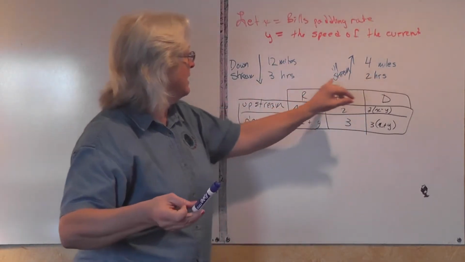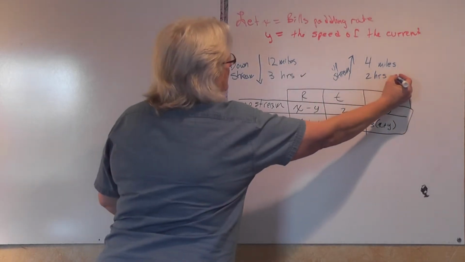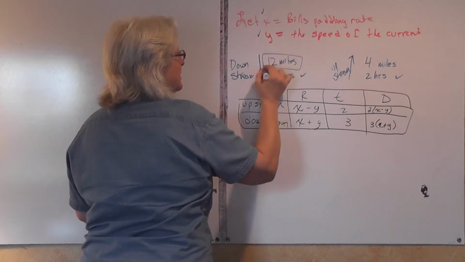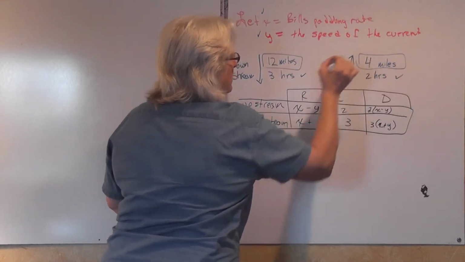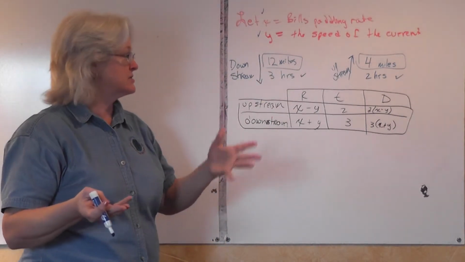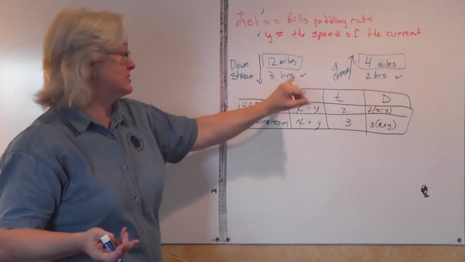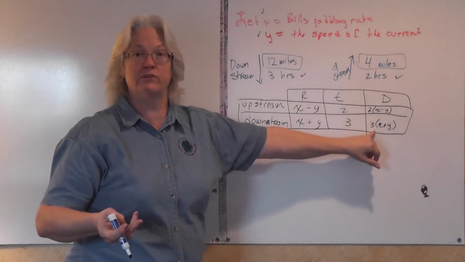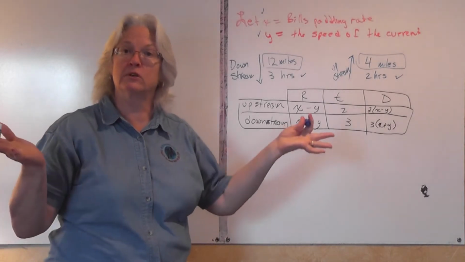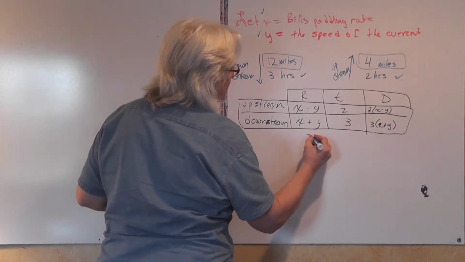No, but if you look at this chart, you can see that we used 3 hours, we used 2 hours, we used X, we used Y, but we still haven't done anything with 12 miles and 4 miles. What is 12 miles? Well, 12 miles is not the distance here. 12 miles is the distance that he traveled downstream. 4 miles is the distance that he traveled upstream. So we're going to use those pieces of information to come up with our 2 equations.